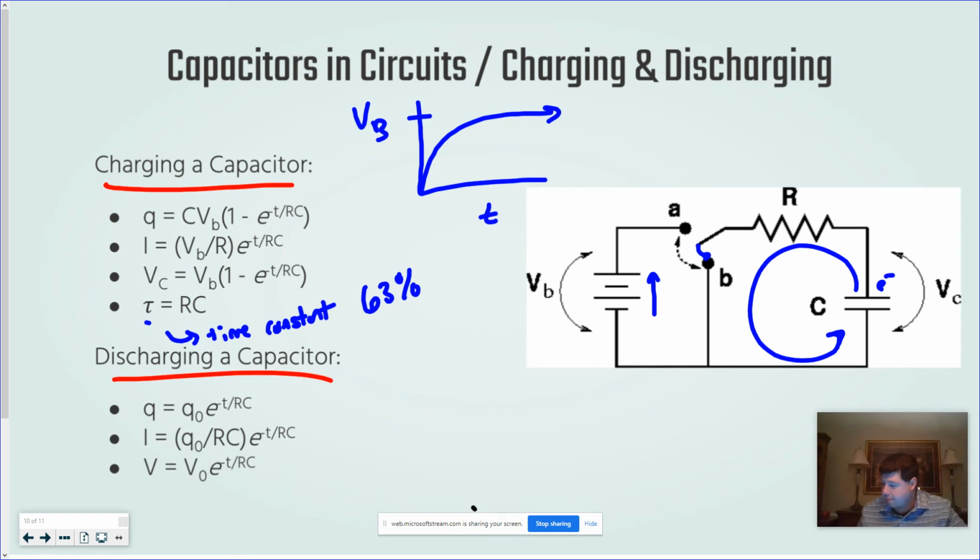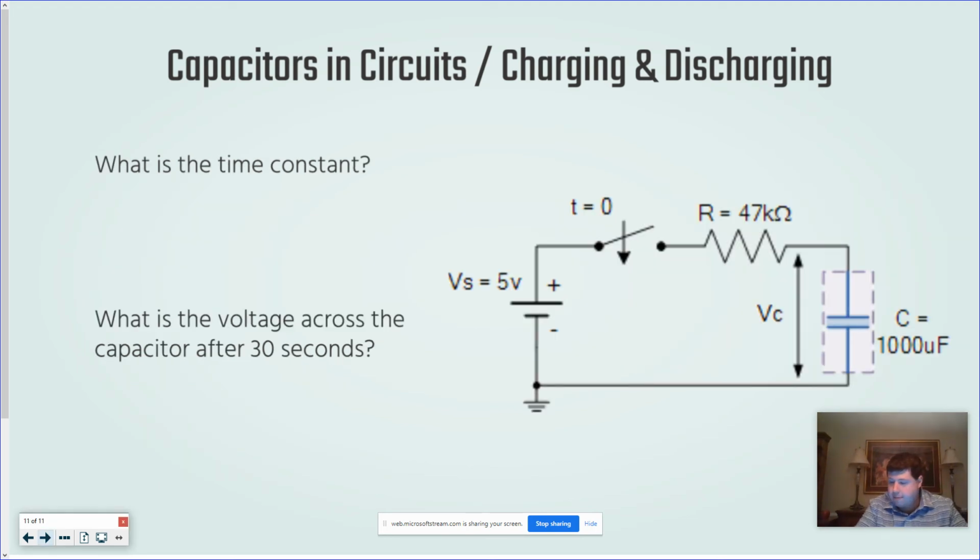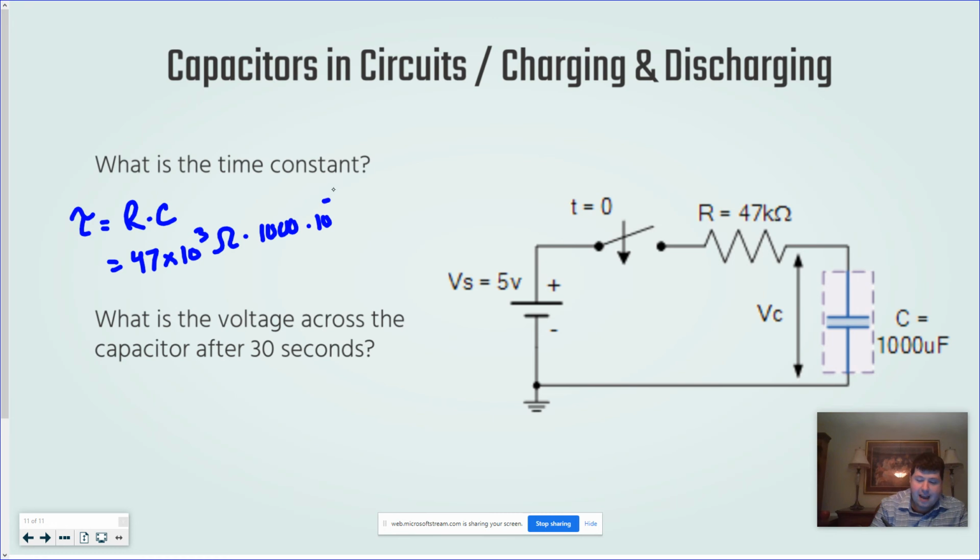Let's try a few examples of how these equations would work. It's given me here an example circuit, and it's asking me what is the time constant for this particular capacitor resistor arrangement. Well, the time constant, tau, is just the resistor times the capacitance. It tells me that the resistance of the resistor is 47,000 ohms, 47 kilo ohms. So 47 times 10 to the third ohms times the capacitance, which is 1,000 times 10 to the negative 6, because it's microfarads. And if you solve that out in your calculator, you actually get a convenient number, 47.